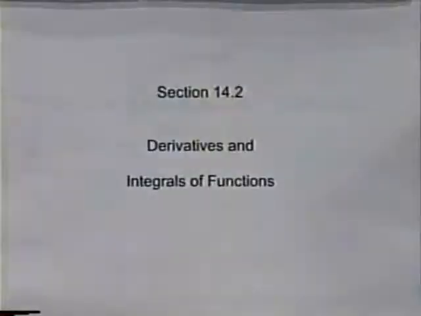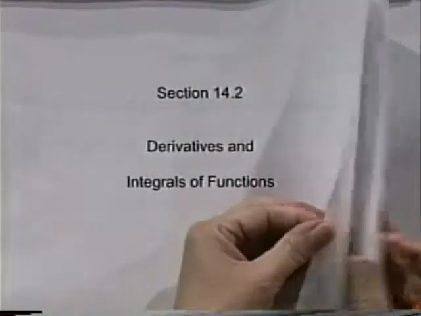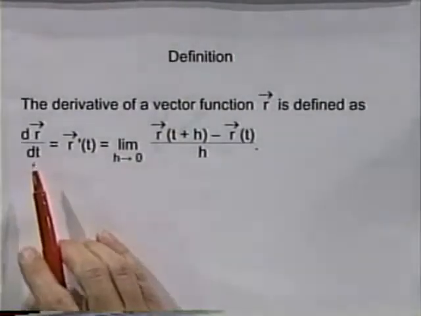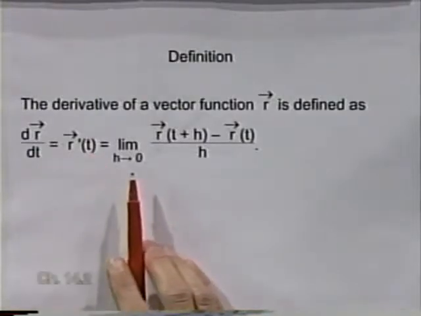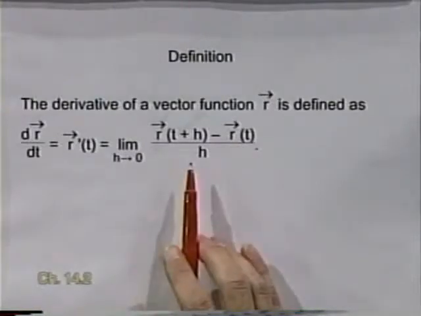Hello, today we're going to go on to section 14.2 of our textbook, which deals with derivatives and integrals of vector functions. So first of all, let's look at the formal definition. The derivative of a vector function r is defined as dr dt, which equals r prime of t, which equals the limit as h goes to 0 of r of t plus h minus r of t all over h.